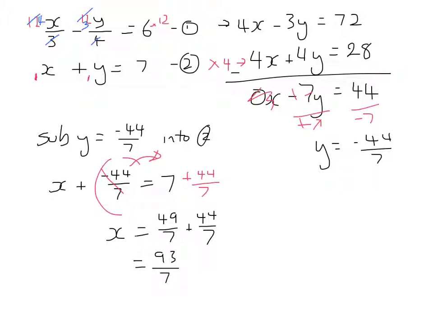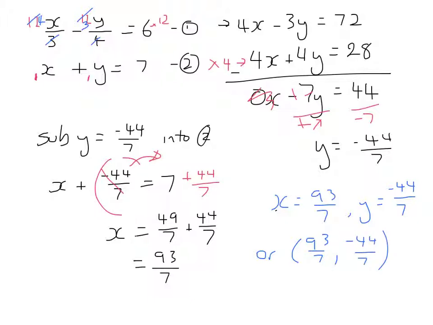And I don't think that will cancel down at all to a nice whole number, so we're just going to leave it as an improper fraction. So the answer to our question is x, put in blue, x equals 93 over 7, and y equals negative 44 over 7, or we can write it as coordinates 93 over 7 and negative 44 over 7. And that's that one.